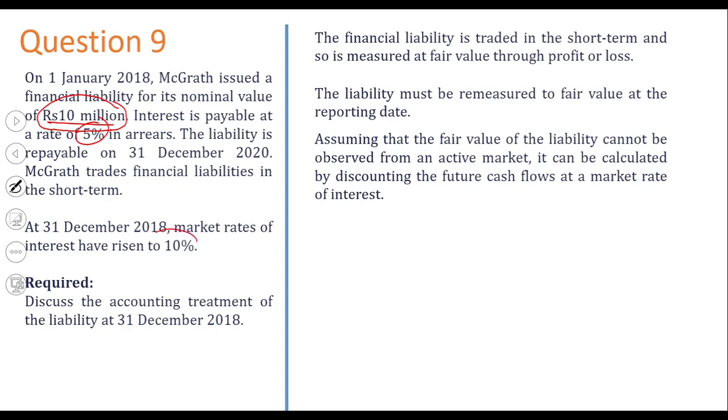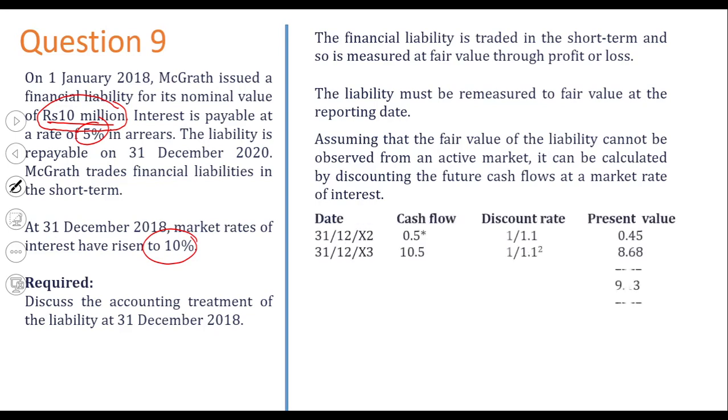What they have given is the normal market rate, the effective interest rate. So what you want to do is you can calculate this. If you keep this financial instrument for a 1 year period, you need to pay 0.5. That is 10 million into 5% interest you need to pay. And also, this is going to be repayable after 2 years. At maturity, you need to pay 10 million plus 0.5 for the second year.